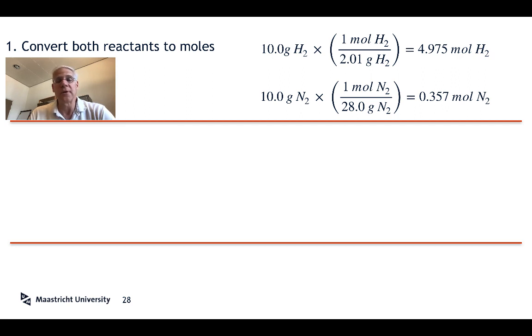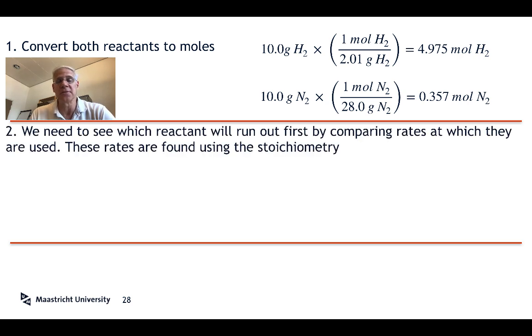We get 10 grams of N2, we convert that to moles, we get 0.357 moles of N2. Now, we can't just look at the number of moles of each of those elements and say, well, the N2 is present in a lesser amount, so it's the limiting reactant. And the reason we can't say that is because the N2 and the H2 are used up at different amounts, or at different rates, because of the balancing coefficients. So we need to see which reactant's going to run out first by comparing the rates at which they're used.